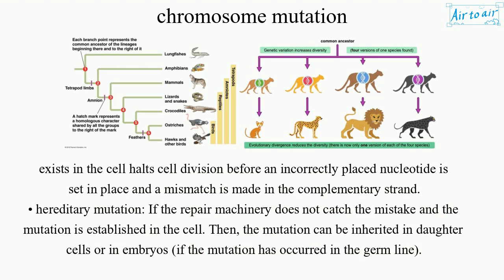Hereditary mutation. If the repair machinery does not catch the mistake and the mutation is established in the cell, then the mutation can be inherited in daughter cells or in embryos, if the mutation has occurred in the germline.